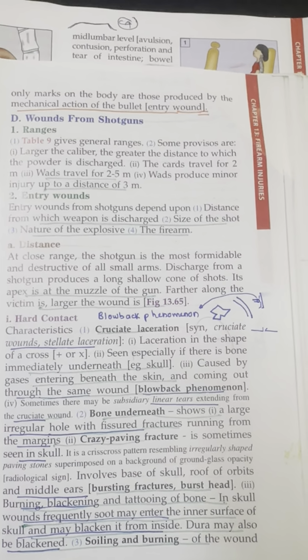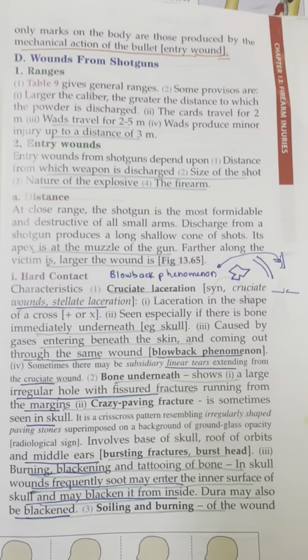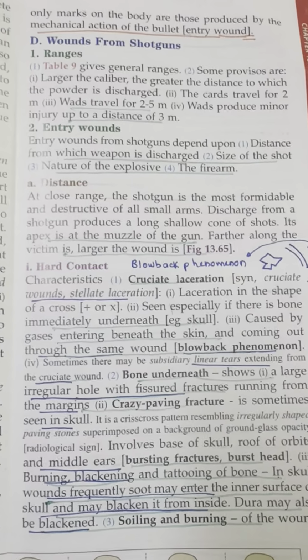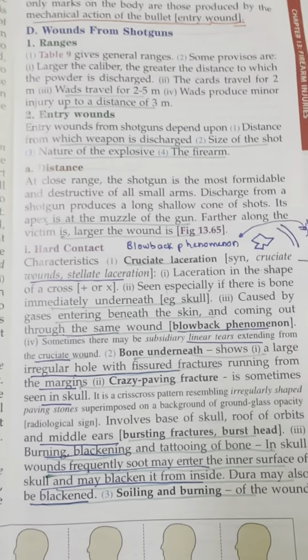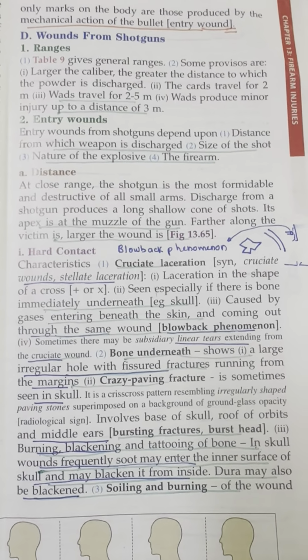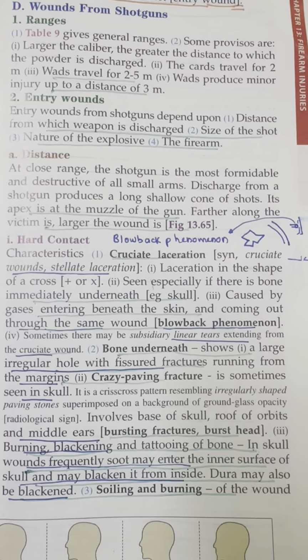Hard contact. Characteristic cruciate laceration. Cruciate wound or stellate laceration: laceration in the shape of a cross, seen especially if there is bone immediately underneath, such as the skull, caused by gases entering beneath the skin and coming out through the same wound. Flowback phenomenon. Sometimes there may be subsidiary linear tearing extending from the cruciate wound. Bone underneath shows a large irregular hole with a fissured fracture running from the margin.